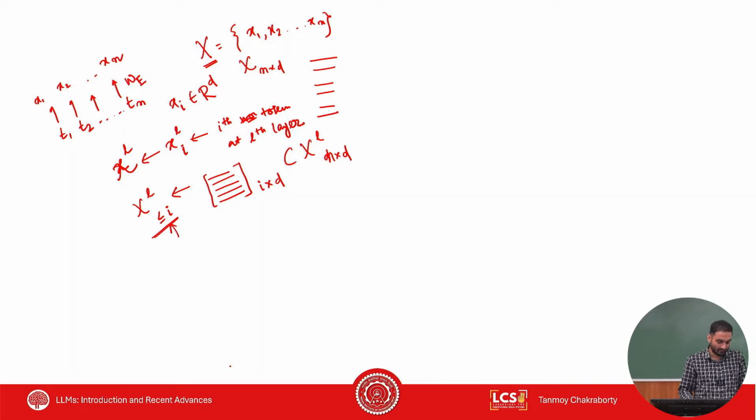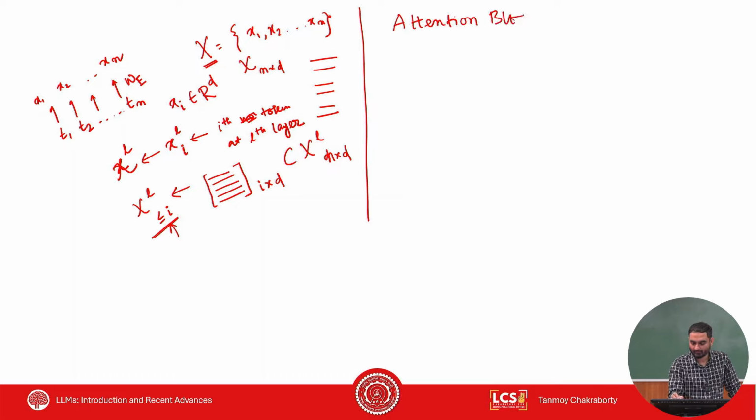All right, so now we look at the attention block carefully. So in attention there are essentially three operations. The first operation is query key dot product. The second operation is whatever you obtain, that will be multiplied with the value, right? The third operation is whatever you obtain, that will be projected through another layer for adjusting the dimension, right?